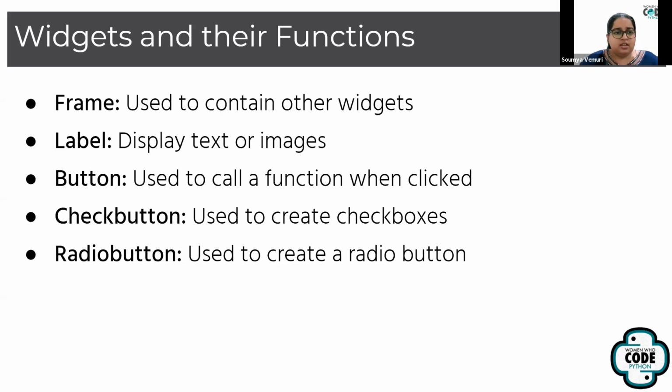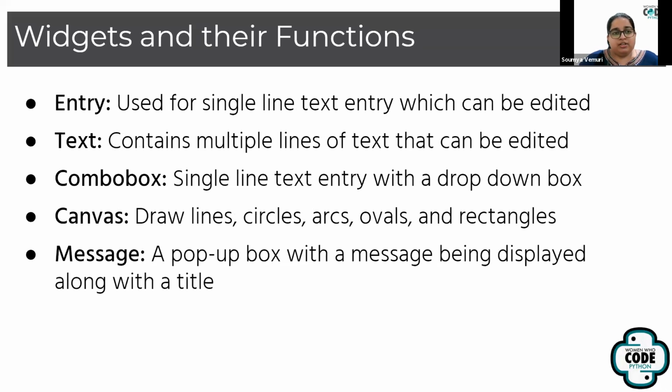We have buttons. This is the basic button. We have a check button and a radio button as well. We have entry, which is a single line text entry box, and it can be edited. We also have text, so it allows multiple lines of text. We have combo box, which is a drop-down box.